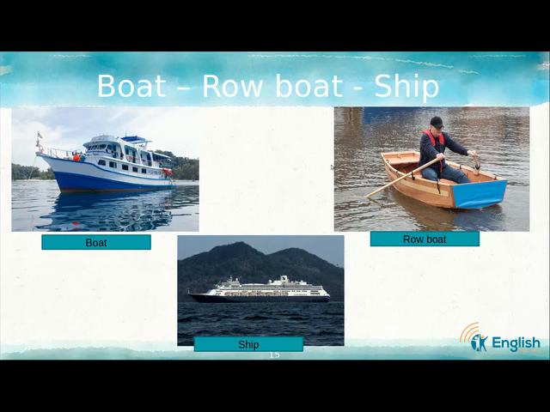In comparison to a rowboat, a boat usually has a motor and it can travel further than a rowboat. What's a ship? A ship is obviously bigger, stronger, and more durable than a boat, and it can carry more passengers or cargo across destinations, countries, across seas, etc.